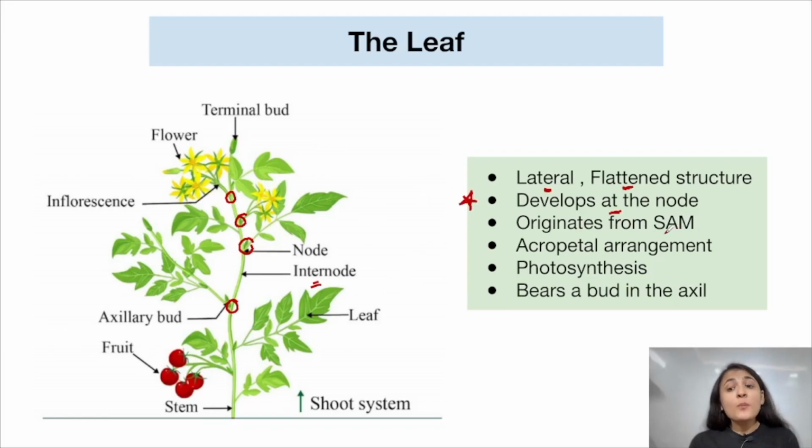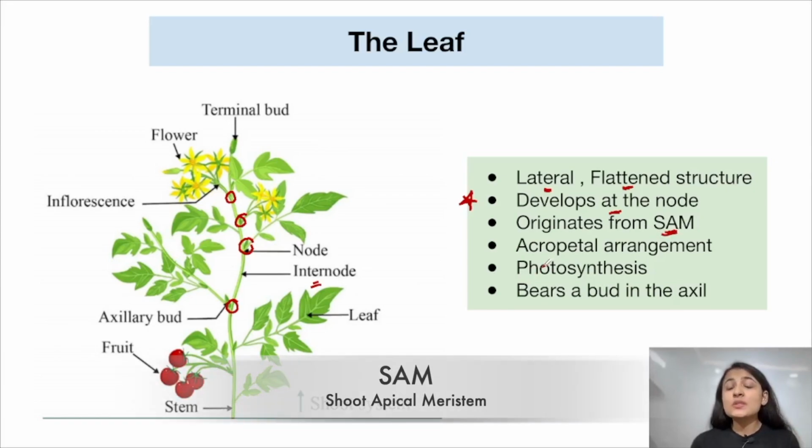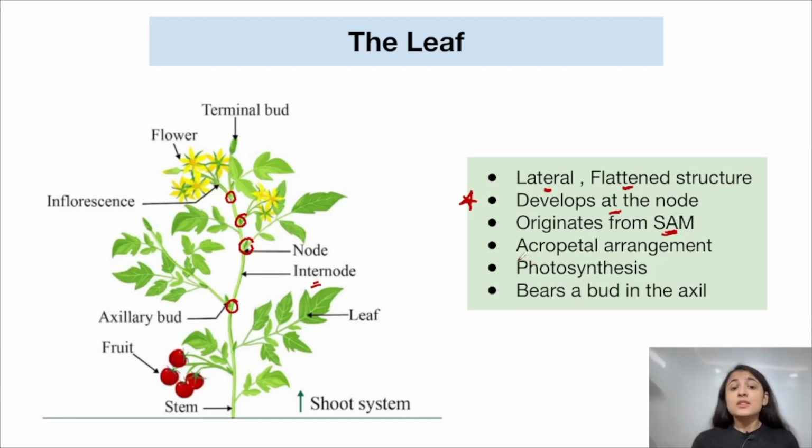They originate from SAM. Now, what is the full form of SAM? SAM stands for shoot apical meristem, right? Shoot apical meristem is the meristematic tissue which gives rise to the shoot system of the plant. This apical meristematic tissue is present at the tip of the stem and its branches. It is responsible for giving rise to all of the parts of the plant that we see above the ground, which includes flowers, the stem, the leaves, and the branches.